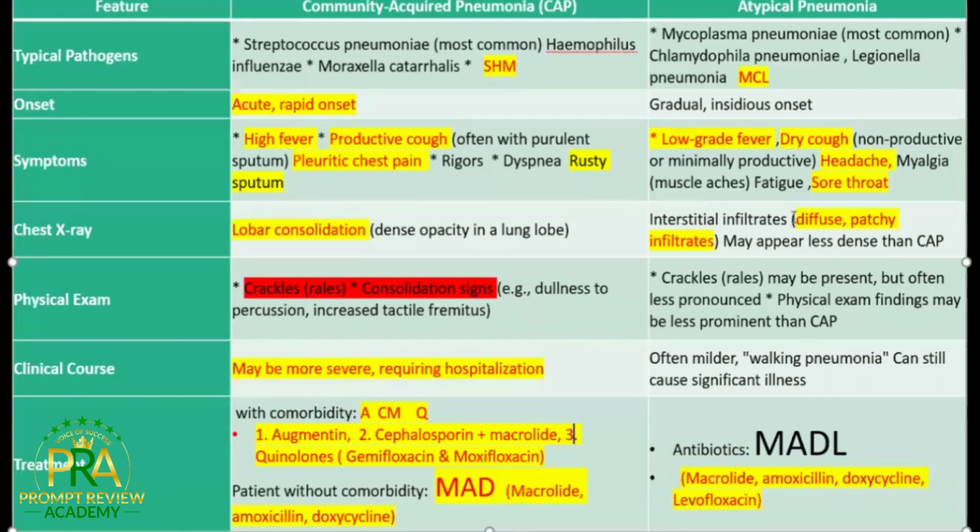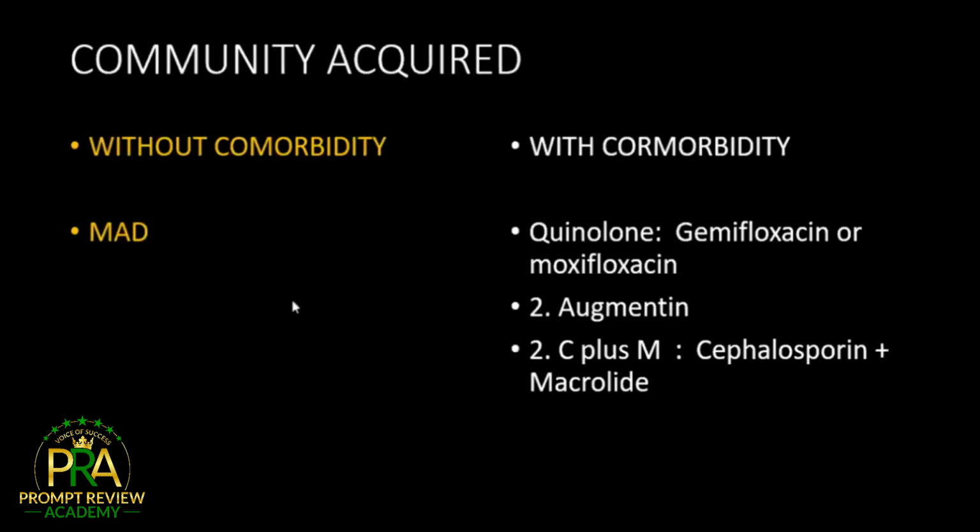Okay. Then for the treatment for atypical, you are going to use MAD-L. This is where students get confused. This is MAD-L, the same macrolide, amoxicillin, doxycycline, but the L, this respiratory quinolone, will not be levofloxacin. Please, I don't want you to mix it up, but that is how to remember it. This is the same thing that I said. Without comorbidity, you use MAD. With comorbidity, you use quinolones, which are gemifloxacin, moxifloxacin.